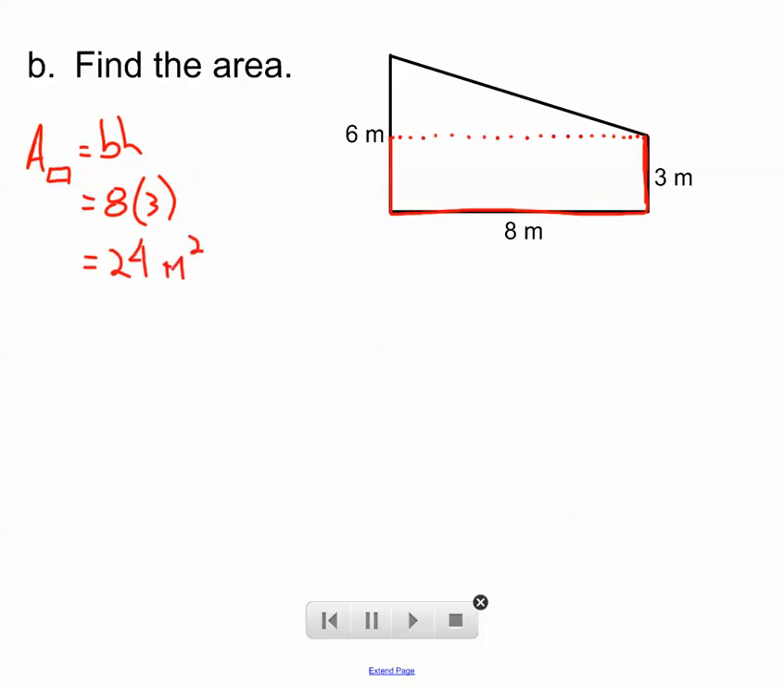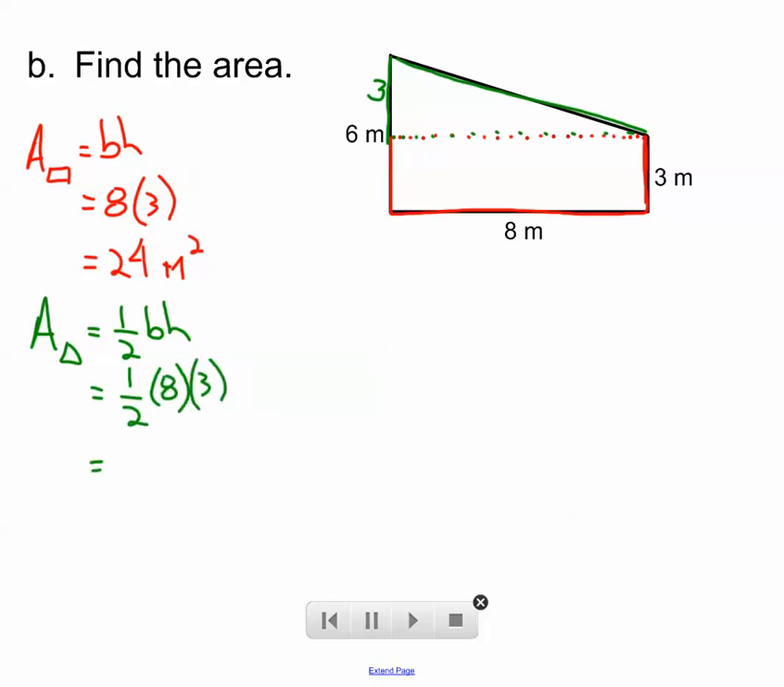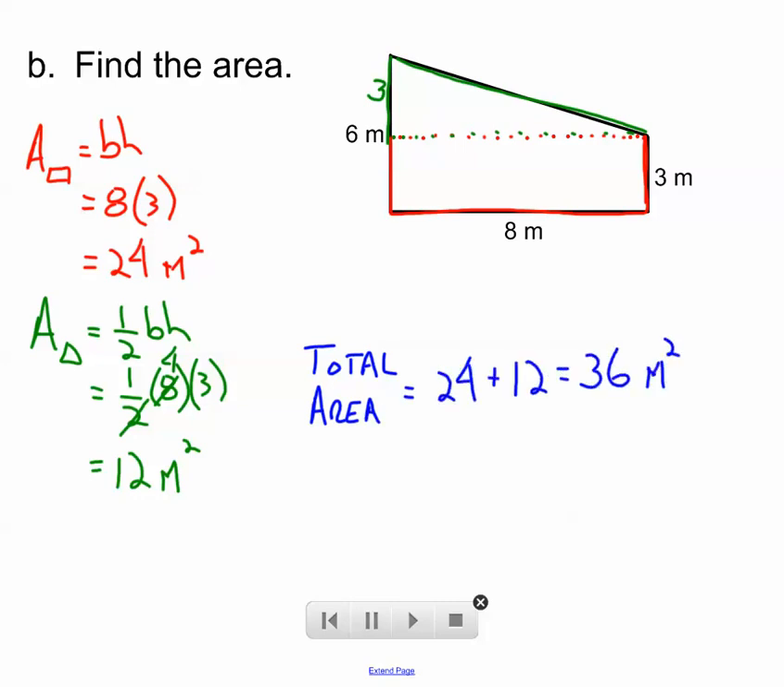For the triangle, we've got a little bit of work to do. We have to know what this green line is, this height. And that is 3, because 3 plus 3 is 6. So we're doing 1/2 base times height. 1/2, the base is 8, height is 3. So the area is 12 square meters. So the total area of this figure, we'll find out by just adding the rectangle to the triangle. 24 plus 12 is 36 square meters.